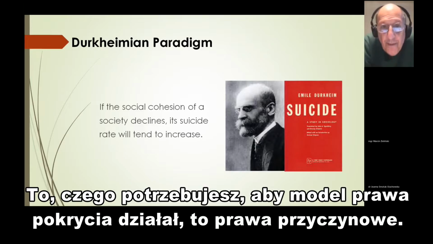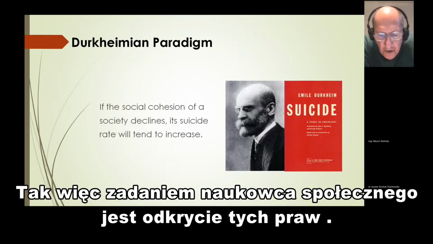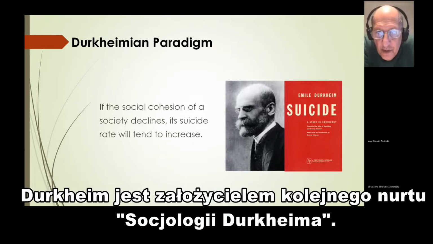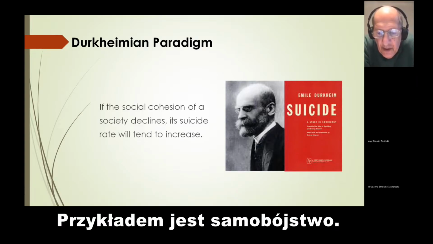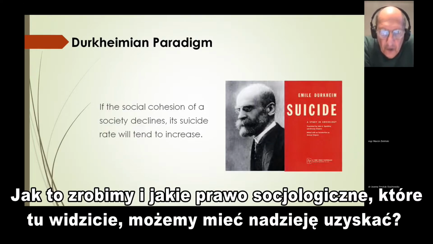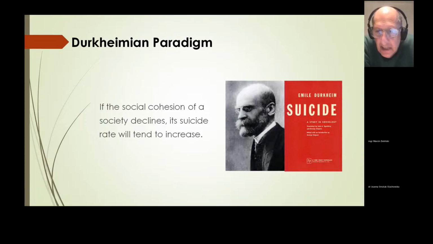What you need for the covering law model to work are causal laws. So the job of the social scientist is to discover those laws. And Durkheim's suicide, Durkheim was another founder of sociology, Durkheim's suicide exemplifies how we go about doing that and the kind of sociological law you see here we can hope to end up with.